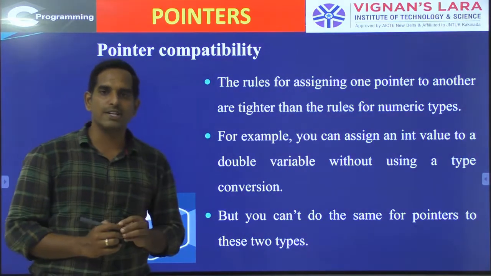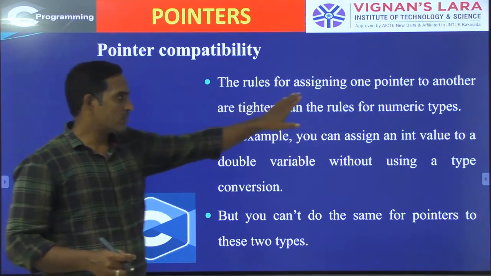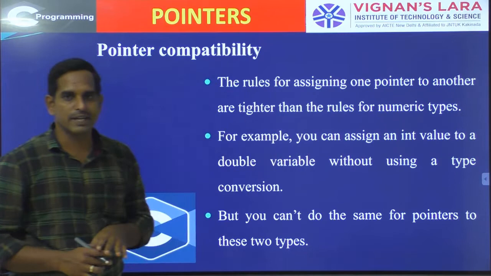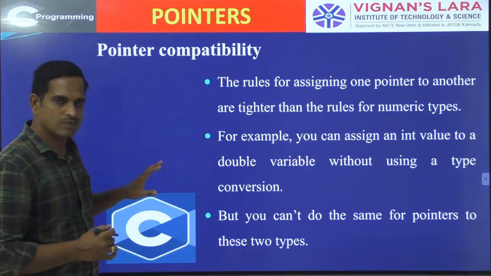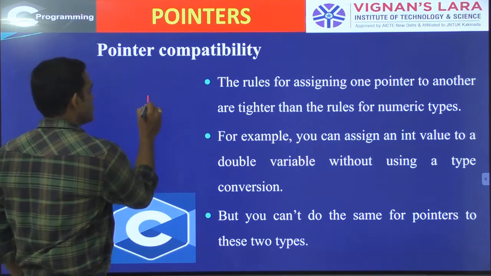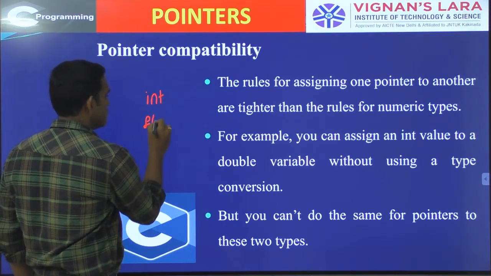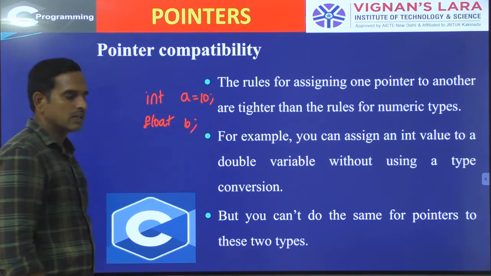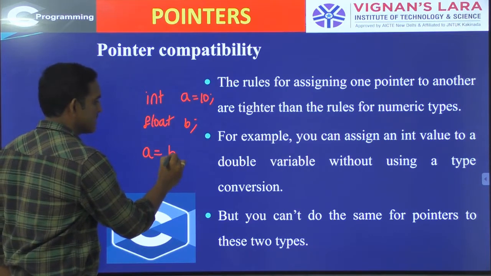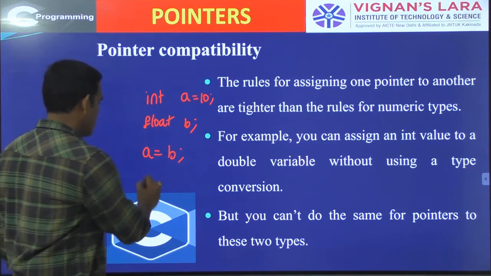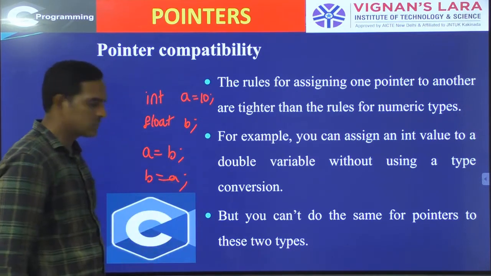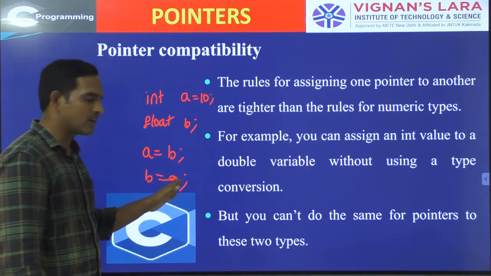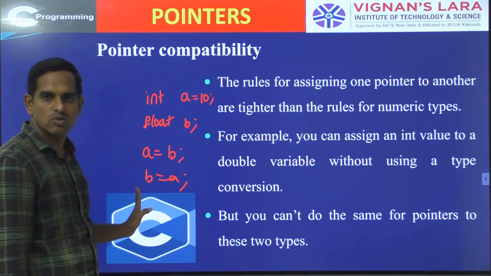The next topic is pointer compatibility. The rules of assigning one pointer variable to another variable are tighter than the rules of your numeric types. Numeric types, in the sense, you already have integers, float values. If you have a statement like A is equal to B or B is equal to A, both are valid statements. Whatever value is in B can be assigned to A, and whatever value is present in A can be assigned to B.